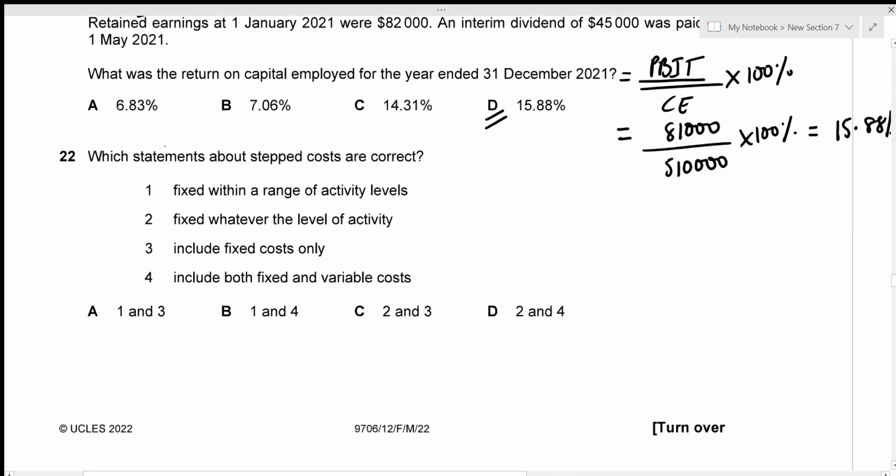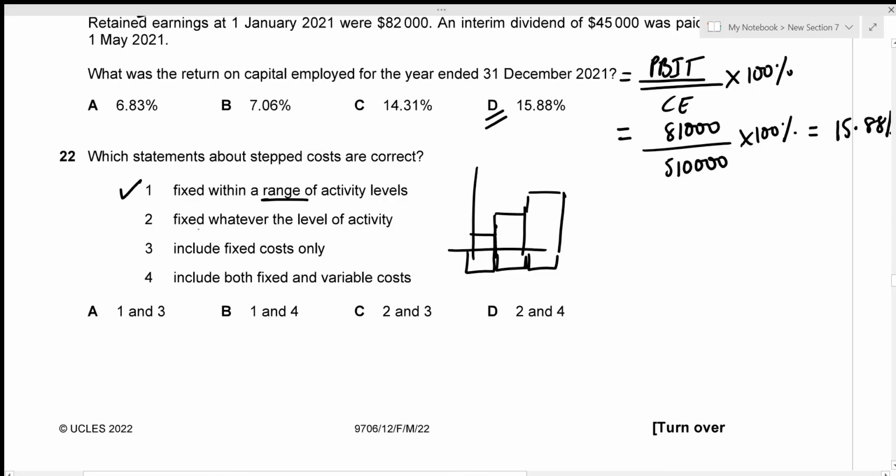Which statements about step costs are correct? The first one is fixed within a range of activity levels. So stepped cost is going to be something like this, which means that the value is fixed for this certain range, and then again the value is increased for this certain range of production, and the value is increased for this certain range of production. So fixed within a range of activity levels, that is true.